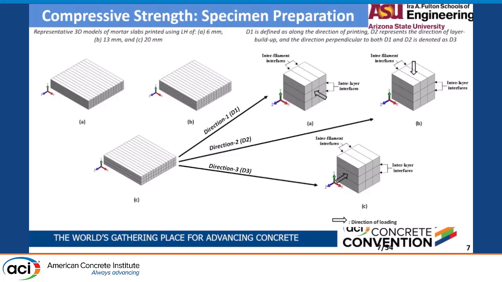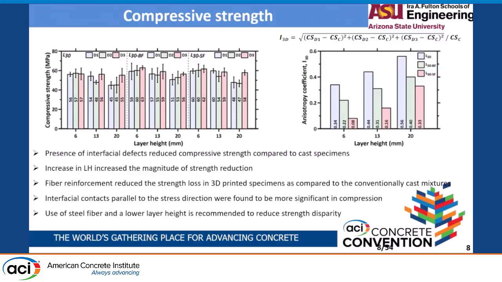So we have different numbers of interlayers, which come from the difference in the layer height used. Based on layer height and different direction, we tested both plain and fiber reinforced samples. If we look at the compressive strength results for the plain samples at 6, 13, and 20 mm, we see that at 6 mm all 3 test directions, D1, D2, D3, have similar strength. If we go to 13 mm and 20 mm, we start seeing anisotropy.